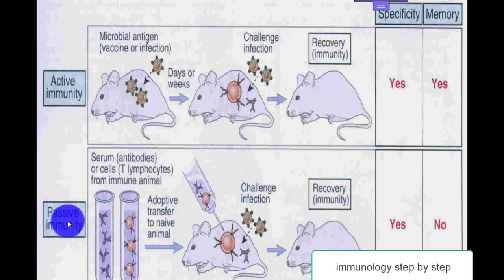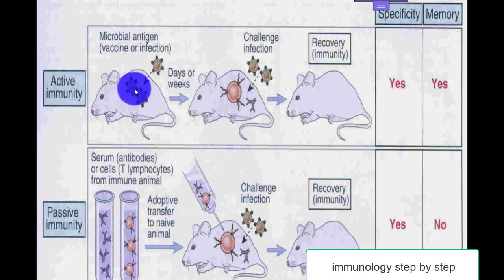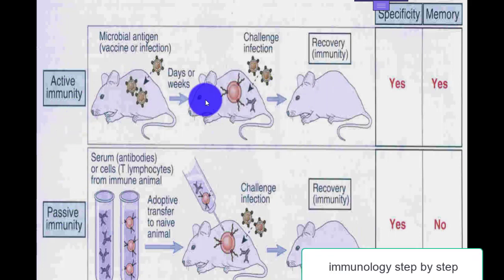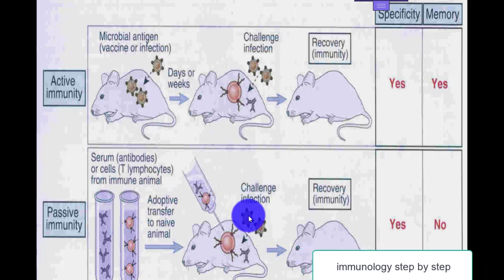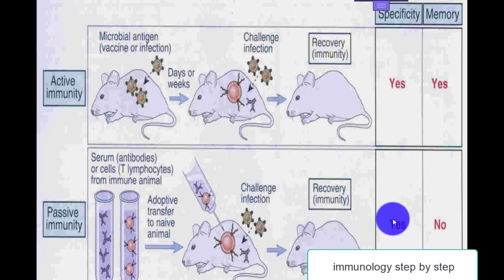This is the comparison between active immunity and passive immunity. Here, when we inject serum, antibodies, or T lymphocytes from an immune animal by adoptive transfer to a naive animal, then challenge by infection, recovery and immunity occur. The immunity is specific.